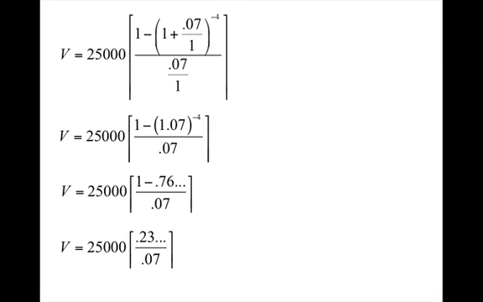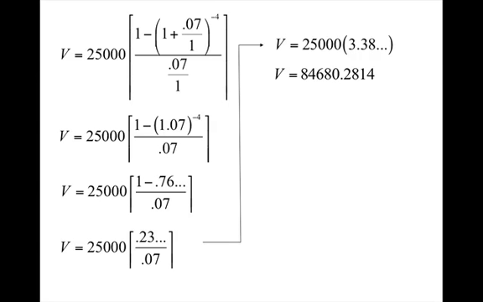Now leave that number in your calculator and divide by the 0.07, or you can open up a parenthesis and divide by the 0.07 divided by 1 and close your parenthesis. And when you do this, you got the 3.38, and that number continued on. Leave that in your calculator and multiply by the 25,000, and you get 84,680.2814. And that decimal continued on. Since this is money, round it to 2 decimal places, and we get 84,680.28.